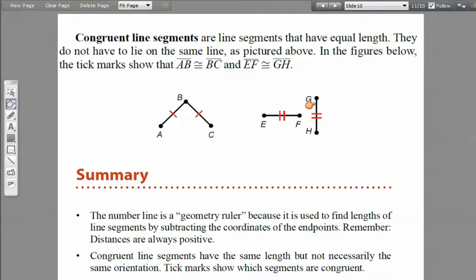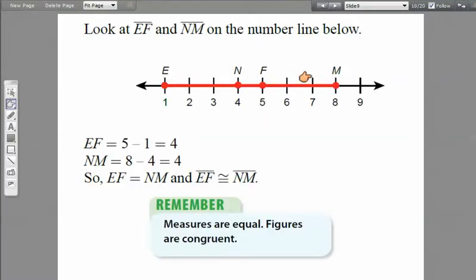Notice how GH is going vertical and EF is going horizontal here, but they both have two little red tick marks on them. Those little tick marks are telling me that segment EF is congruent to segment GH. So just so you know, they don't have to be on the same line like in this picture.